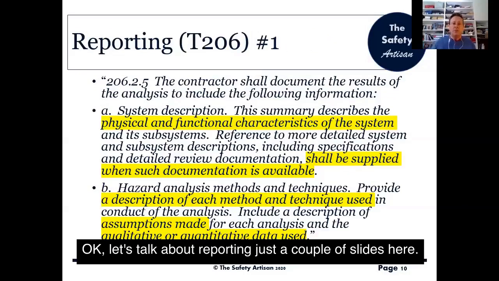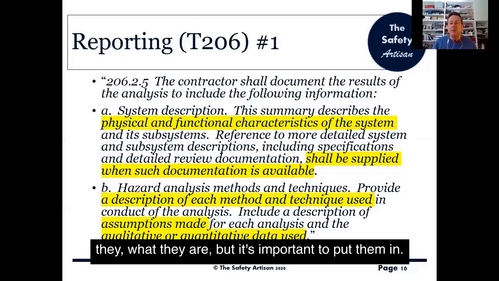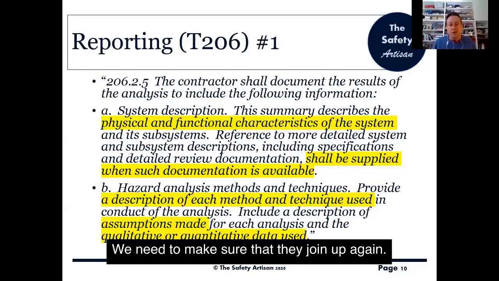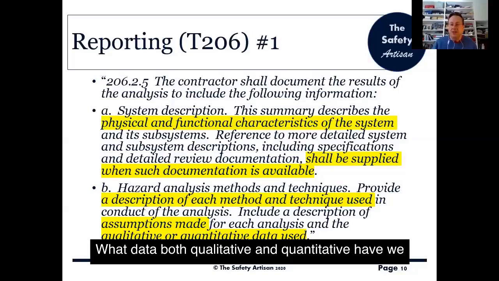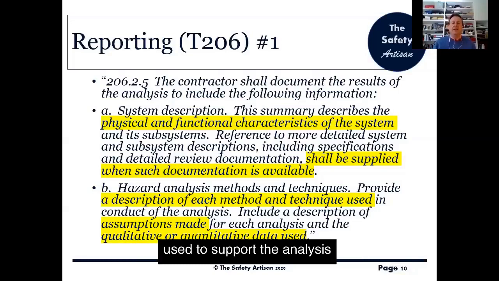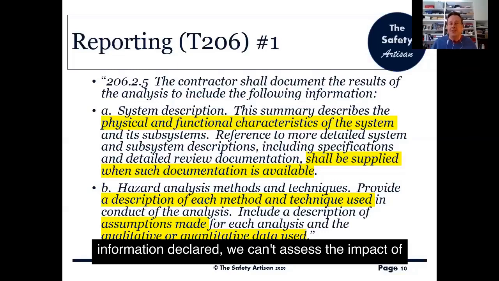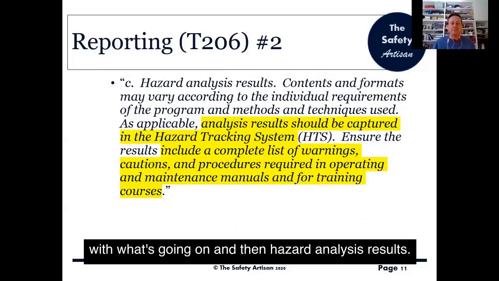Okay, let's talk about reporting. Just a couple of slides here. Again, we might assume that everybody knows what they are, but it's important to put them in. All the different things that have to be brought together, we need to make sure that they join up again. So hazard analysis methods and techniques. Okay, what data, both qualitative and quantitative, have we used to support the analyses? That all needs to be declared. So if there are changes, if we don't have this kind of information declared, we can't assess the impact of changes. And it gets even more difficult to keep up with what's going on.